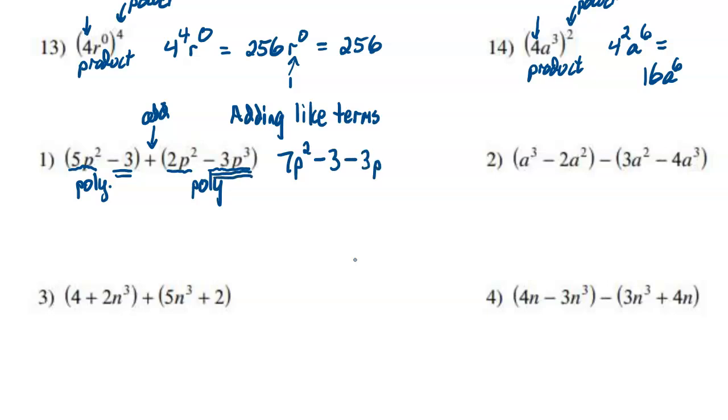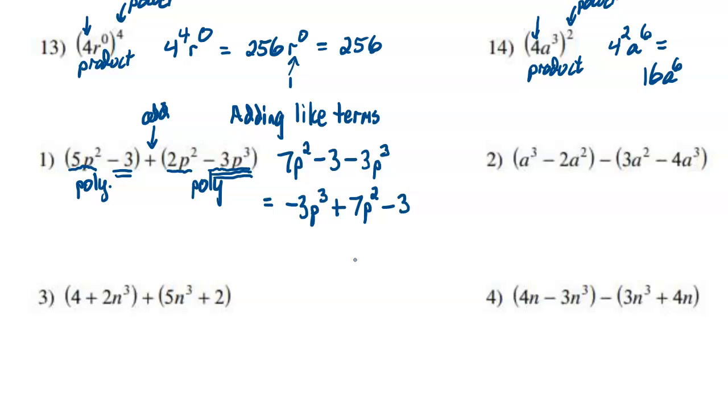Negative 3p cubed. Now you can record your answer like this, or you can practice putting them in order of decreasing degree, which is what you're going to have to do later in the school year. So negative 3p to the 3rd power is written first. It has the highest degree, that is the highest exponent. And then the positive 7p squared. And then finally the minus 3.